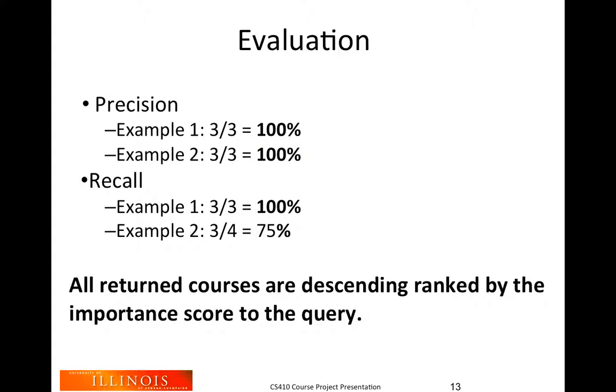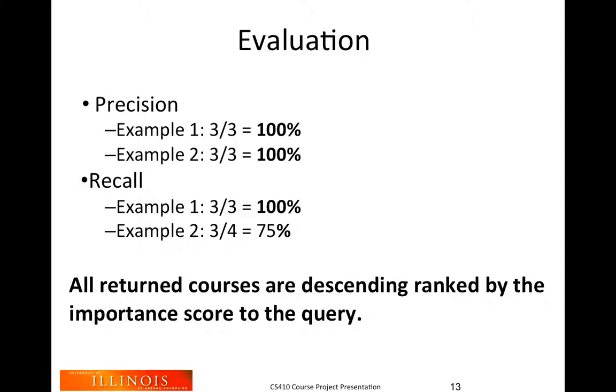We did the evaluation manually. For the first example, we used system as the query, and we got 3 results. After evaluating them manually, we found that all 3 results are indeed related to system. So that's 3 out of 3, that's 100% precision. Also, after going through all the courses in the CS department, we found that there are in total 3 courses related to system, which makes it 100% recall as well.